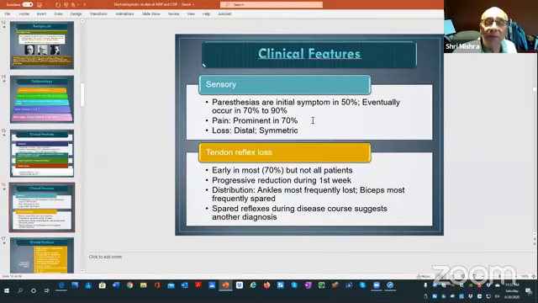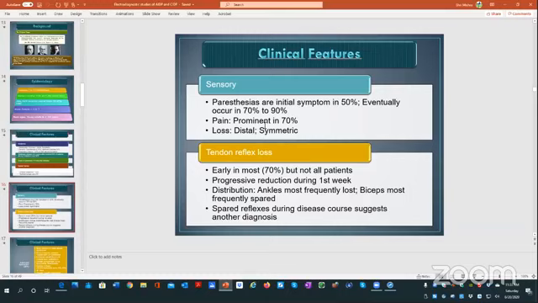Okay, you have pathophysiology. So back again, sensory, usually you have pain.